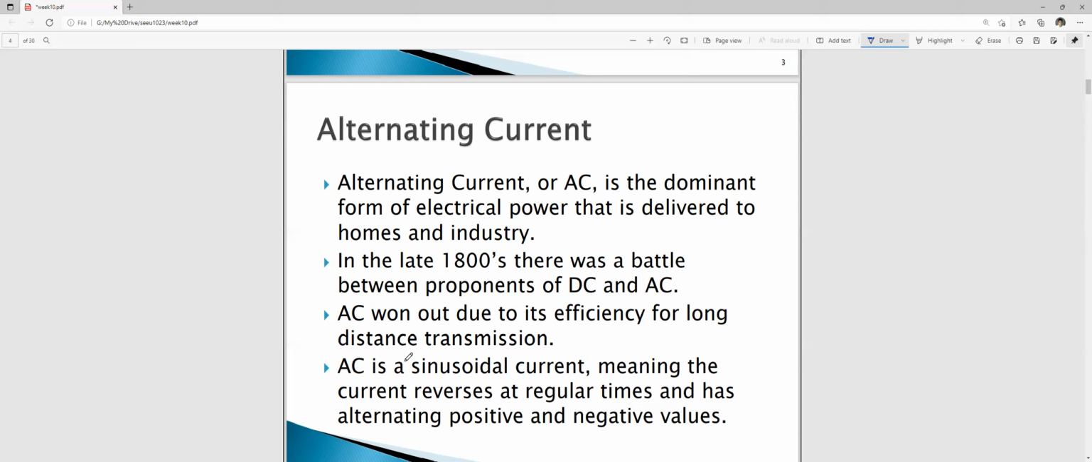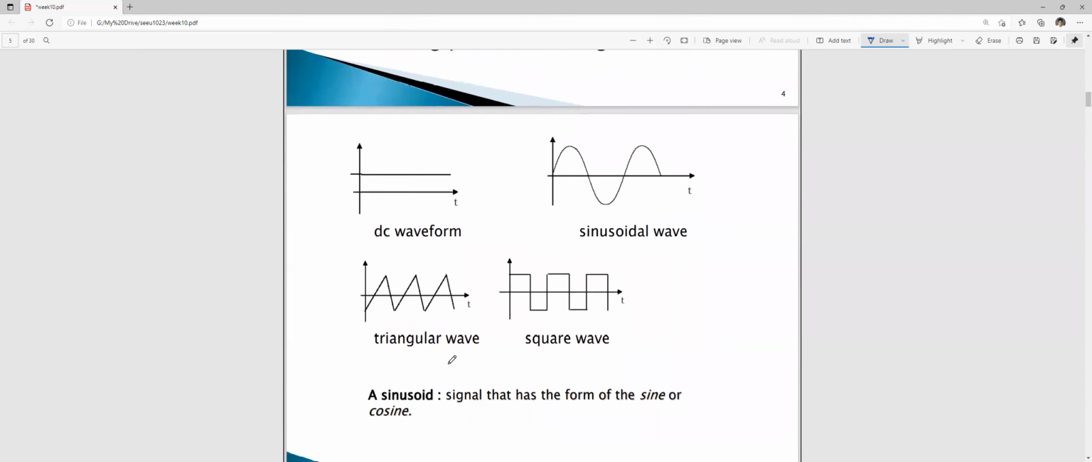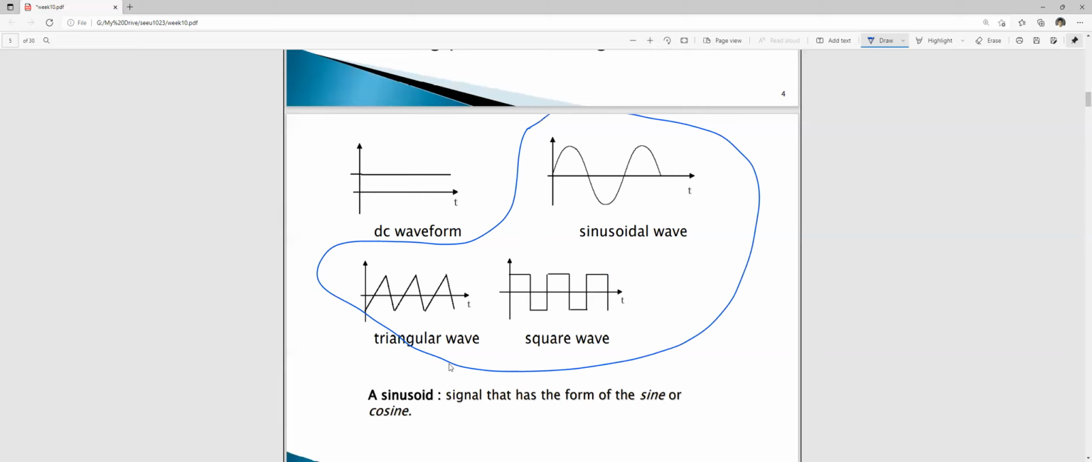AC is a periodic waveform, meaning that it's alternating, so we have positive and negative values. This is the DC waveform, and this one we refer to as an AC waveform. We have sinusoidal, triangular, square wave, and other signals too. But in power systems, we use the sinusoidal waveform, which can be expressed as either a sine function or a cosine function.